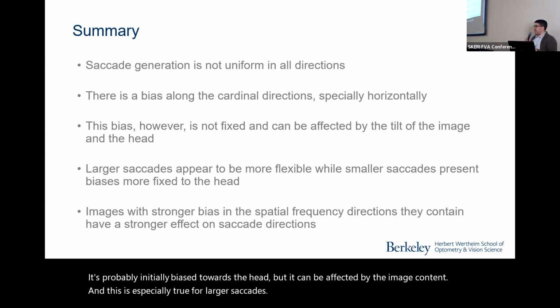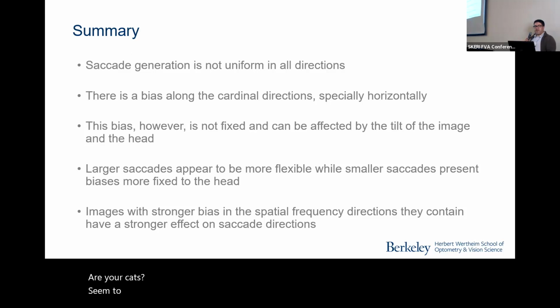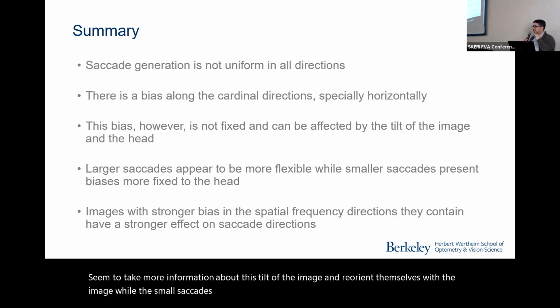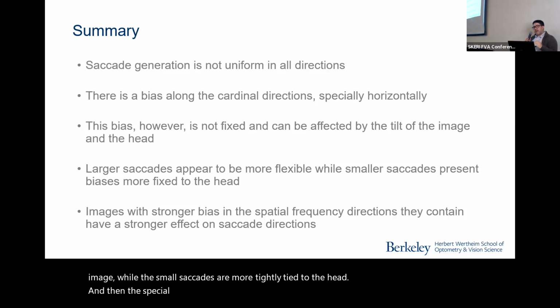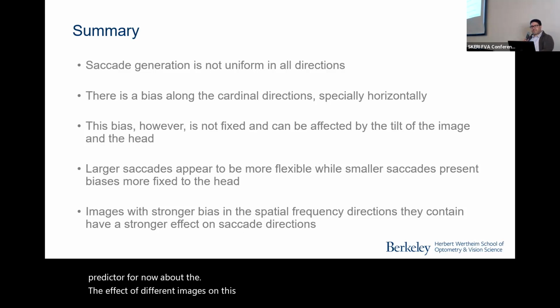Larger saccades seem to take more information about this tilt of the image and reorient themselves with the image, while the small saccades are more tightly tied to the head. And then the spatial frequency content and how it is directionally biased seems to be the best predictor for now about the effect of different images on this saccade tilt.